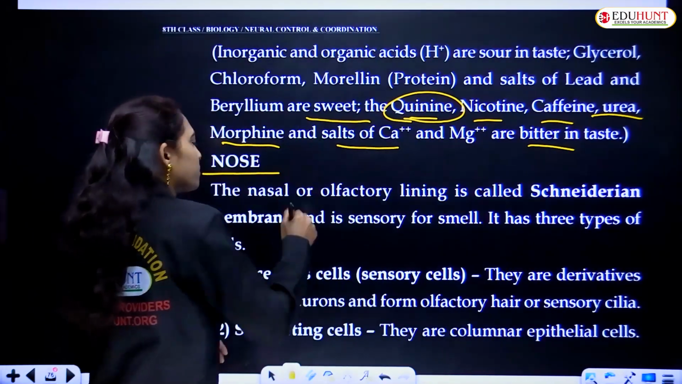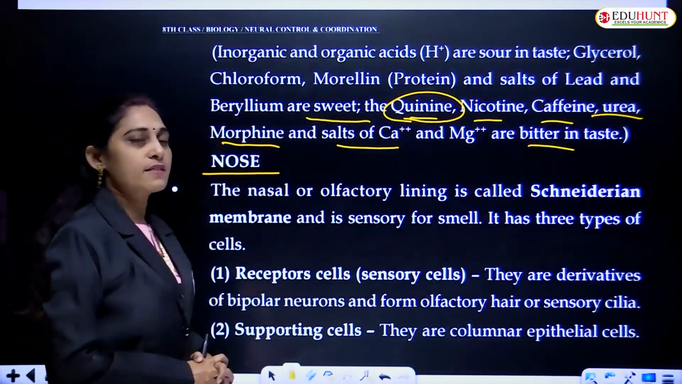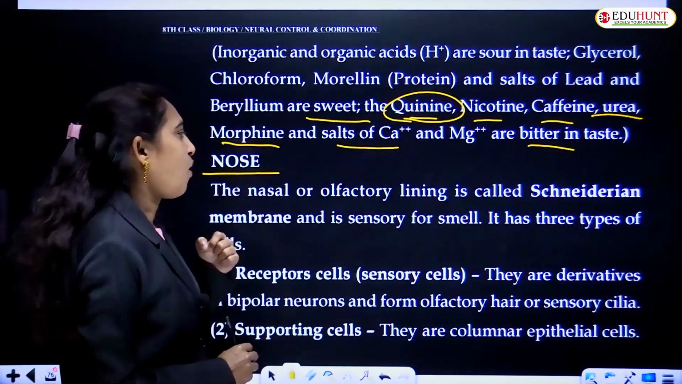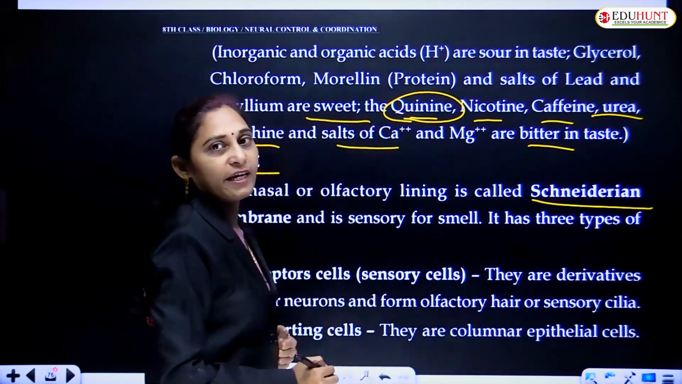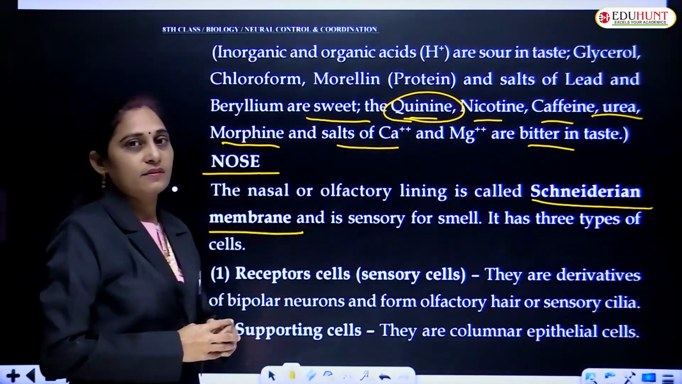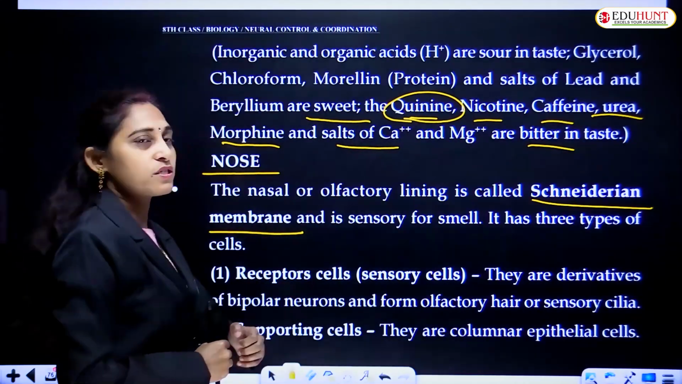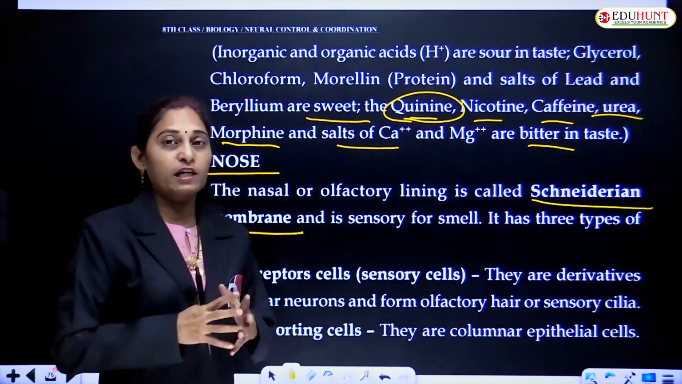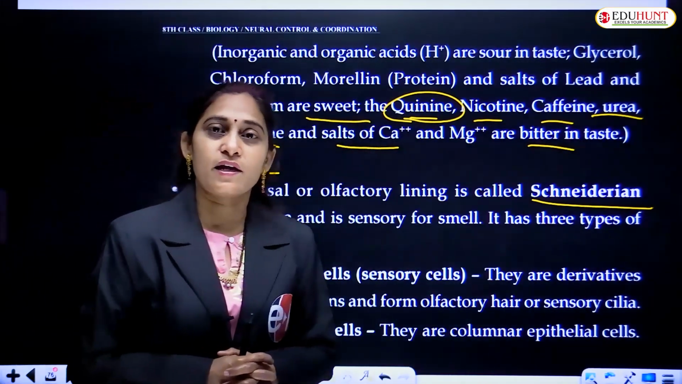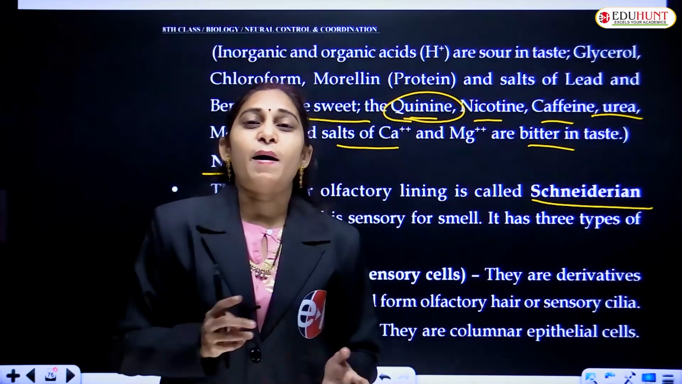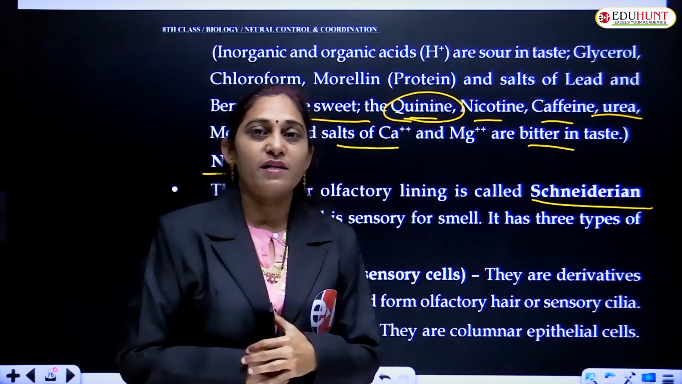Next sense organ is the nose. The nasal or olfactory lining is called the Schneiderian membrane. The nasal lining is called Schneiderian membrane, and the nose is responsible for not only breathing, it is a sense organ. It is not only a respiratory organ. Apart from that, it also senses the different smells.